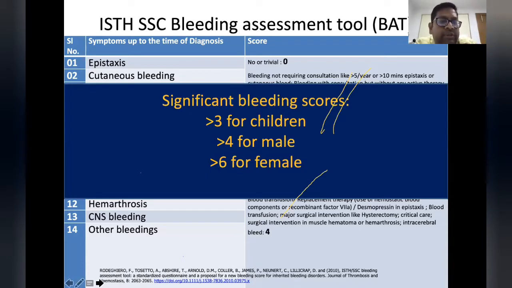Using this scoring system, what is a significant bleeding score? If you are dealing with children, if the score is more than 3, it is a significant bleeding score. More than 4 in males and more than 6 in adult females. And it is a very sensitive tool, and research is showing that it might replace your conventional approach of deciding whether the patient is a bleeder or non-bleeder.